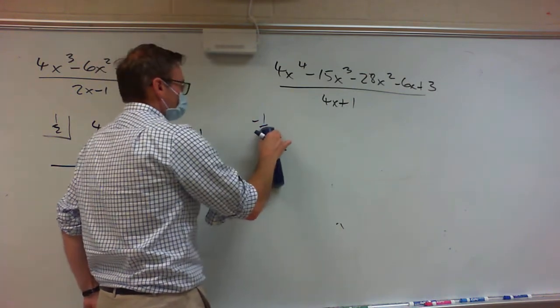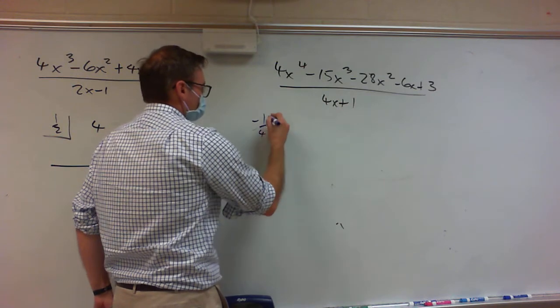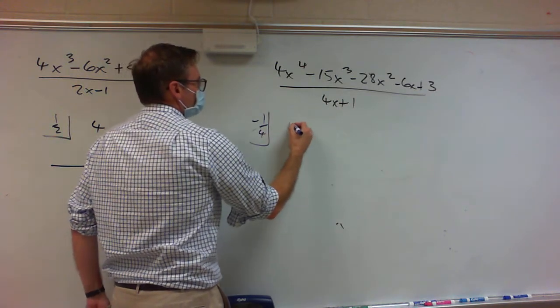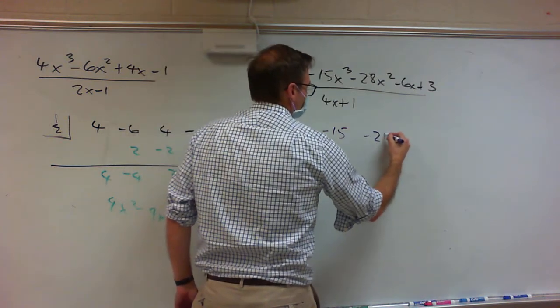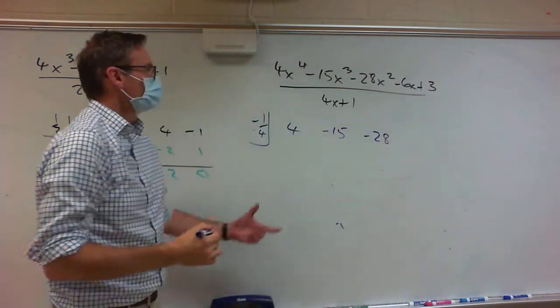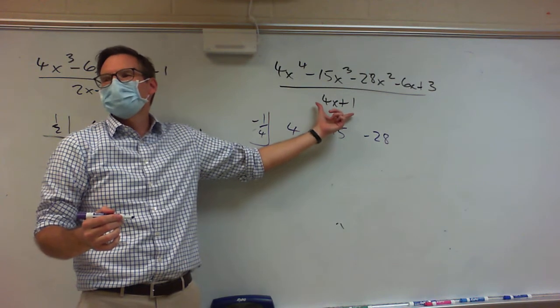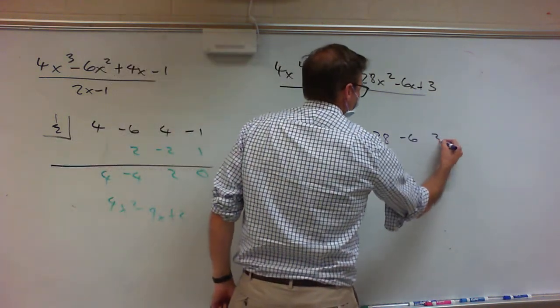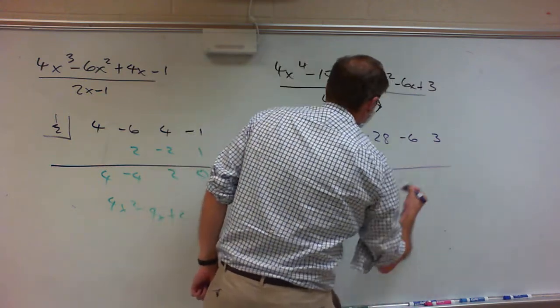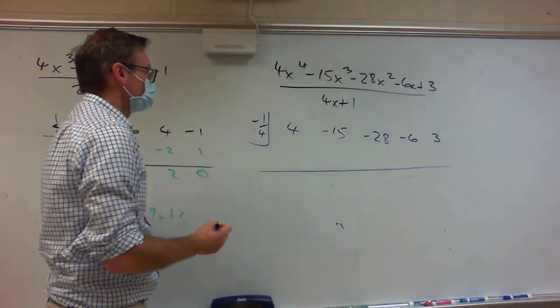So I'm going to put negative 1/4, and then there's a 4, negative 15. Why is it a negative? Because you have to set the divisor equal to 0 and solve. Negative 28, negative 6, and 3.